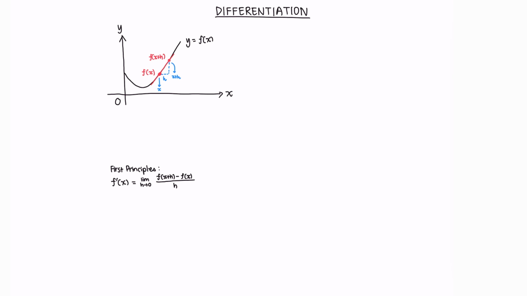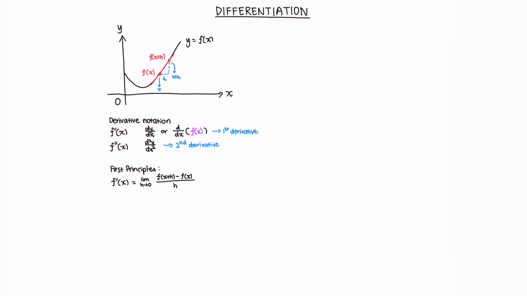So if we take the limit as h approaches closer and closer to 0, basically the points become so close to each other, this will find out the gradient of our tangent line at f(x). This works for any value of x. That's why we call this the gradient function, returning the gradient of the tangent at any point of x.